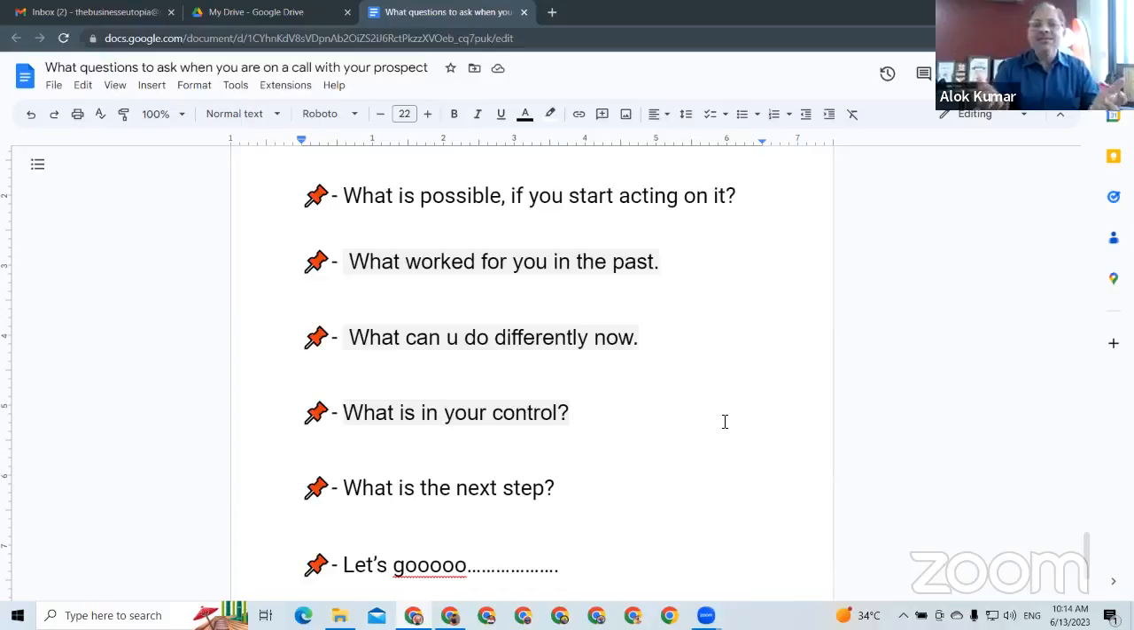Now there are circumstances where few things are in your control and few things are not. We are humans. We cannot control everything which is around us. So we have certain things which we can do, which are in our control, and there are certain things which are not in our control. So let's not keep discussing the things which are not in control.